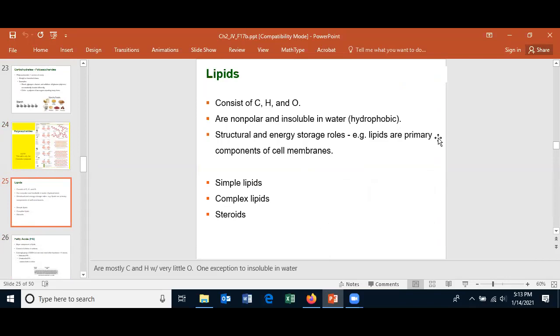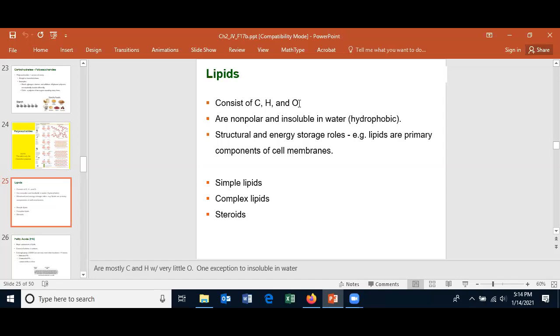If not, we're moving on to the lipids. Lipids consist of carbon, hydrogen, and oxygen, so the same elements that you can find in carbohydrates, but they differ in that lipids mostly consist of carbon and hydrogen. They do have some oxygen, but oxygen is very rare in the lipid. You got that? So they're mostly carbon and hydrogen, and they have just a little bit of oxygen. I'll show you a lipid and then point out the only oxygens in it.